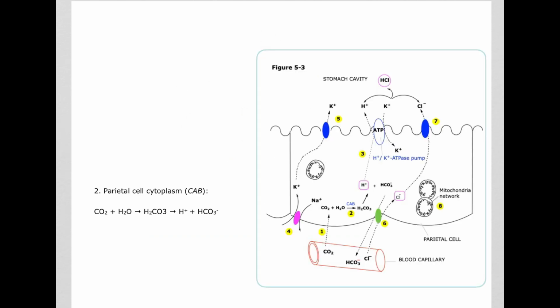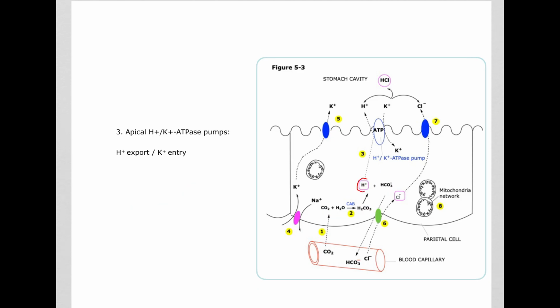Now once in the cytoplasm, the enzyme carbonic anhydrase that we talked about in a previous video, a very important enzyme, catalyzes the reaction of carbon dioxide plus water. So CO2 will react with water to give you carbonic acid, H2CO3. Now carbonic acid is unstable and it will break down to give you protons and bicarbonate. So we get protons and bicarbonate produced in the cytoplasm of the parietal cell.